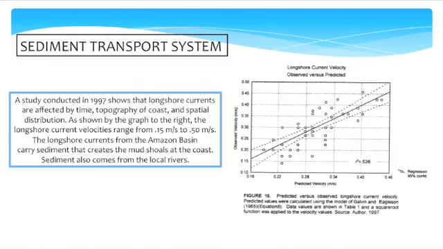Now I will discuss sediment and currents. I found a study that said longshore currents are difficult to measure off Guyana's coast because there are so many factors. But the velocity range is 0.15 to 0.5 meters per second, as you can see on the graph on the right.